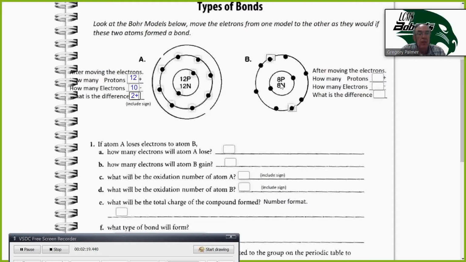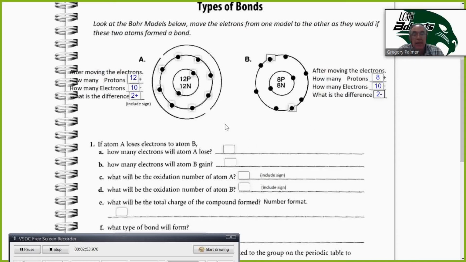Over here, the nucleus hasn't changed, or we'd be completely changing the identity of the element, so it still has 8 protons. Now it has these 2 electrons plus 1, 2, 3, 4, 5, 6, 7, 8. Well, 2 plus 8 is 10. So with the 2 electrons that it gained, it had 8, and now has a total of 10. And what's the difference? The difference is 2 negative. We have 2 extra electrons.